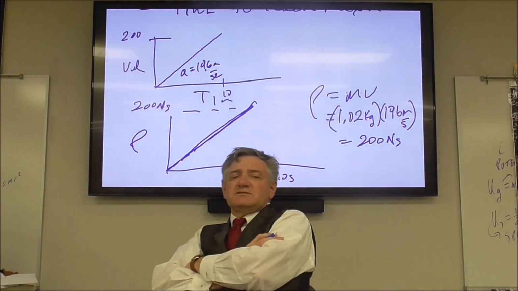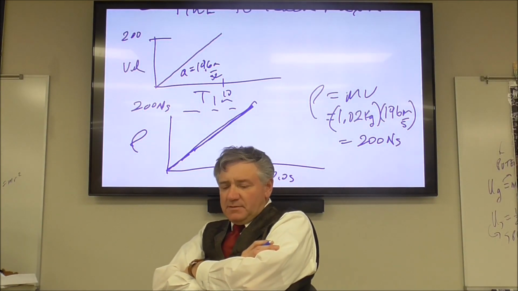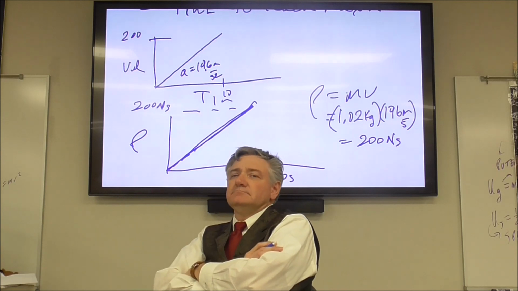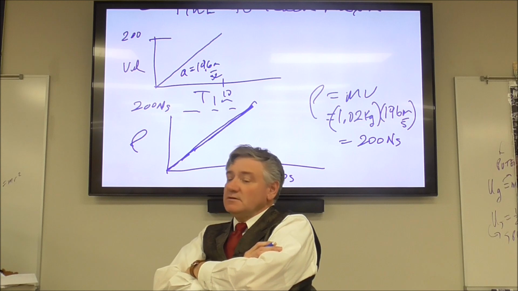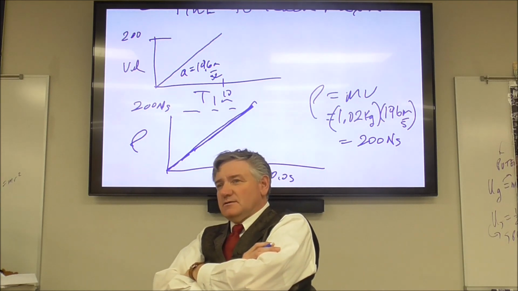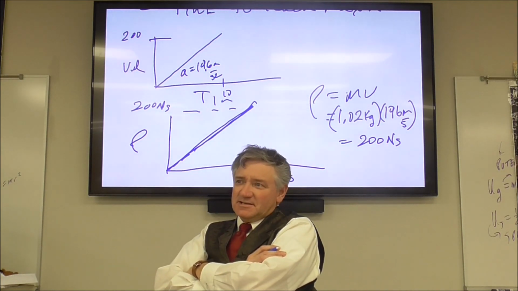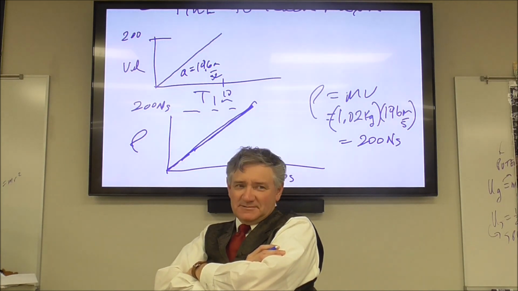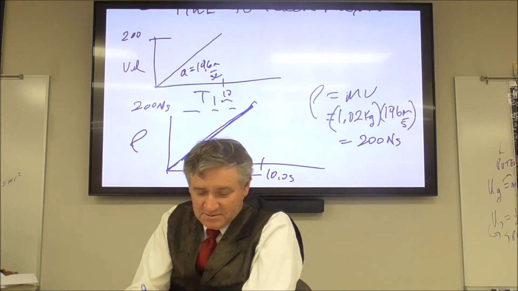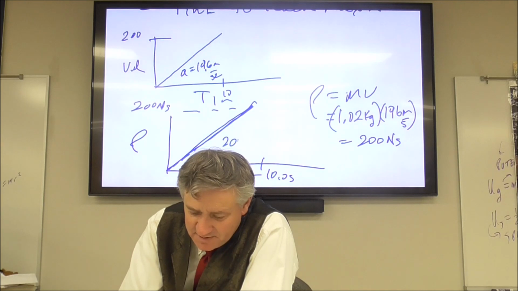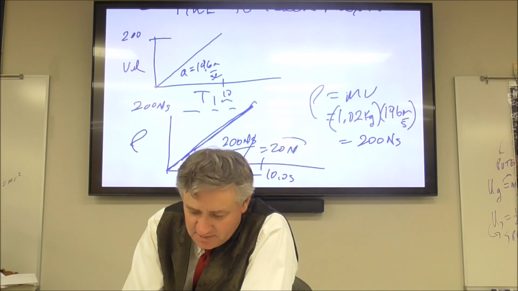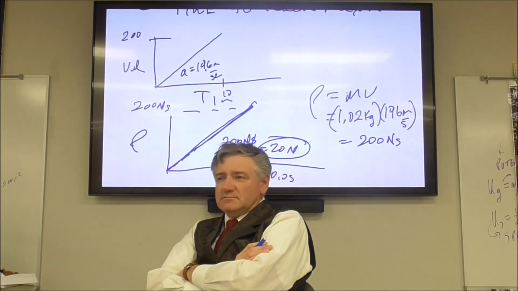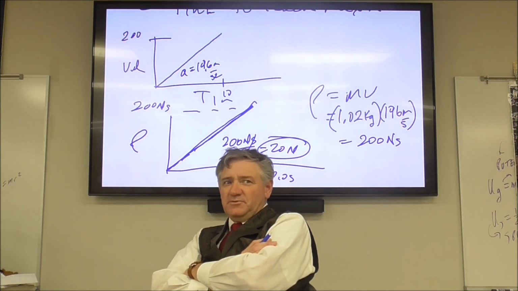What does the slope of a momentum time graph give you? Net force. What's the slope of the line? 20 newtons. Because if you take 200 newton seconds and divide that by 10 seconds, you get 20 newtons, which is your net force. Good job, Jackson.